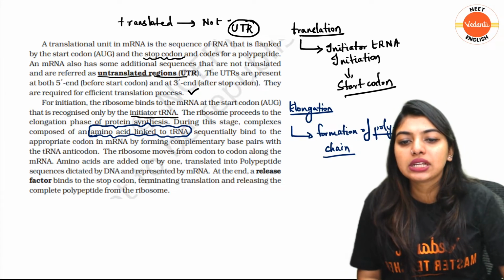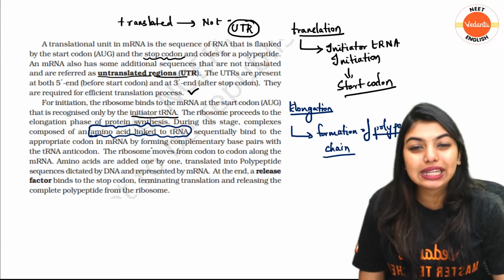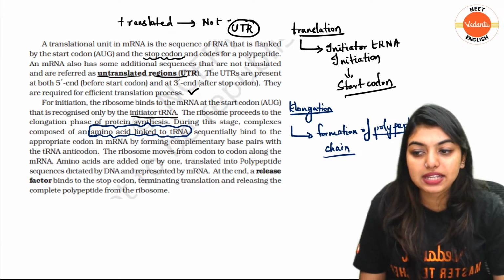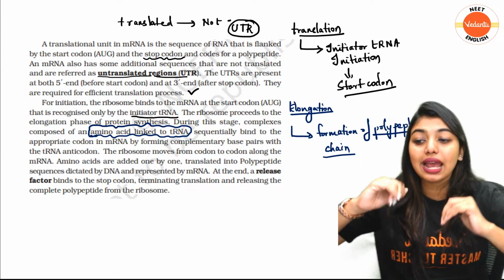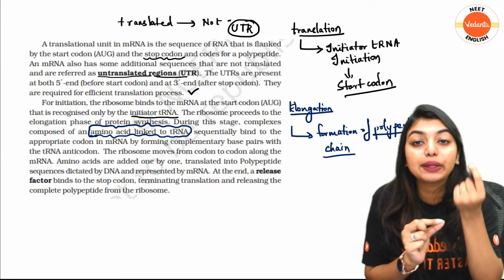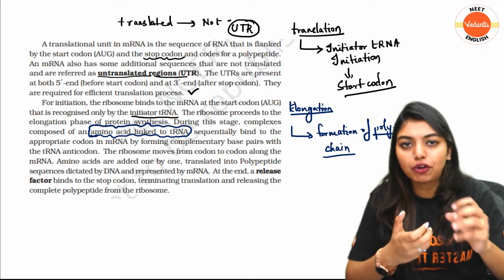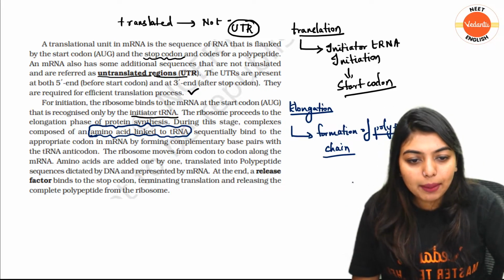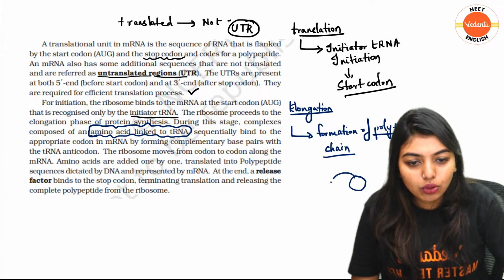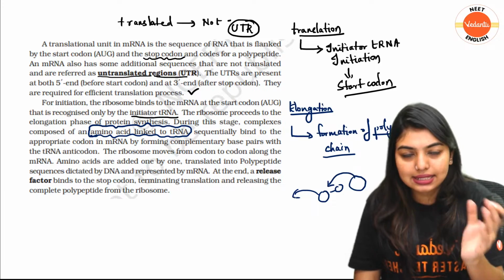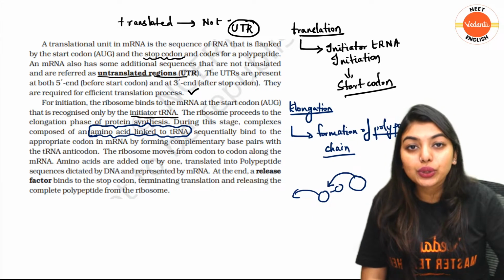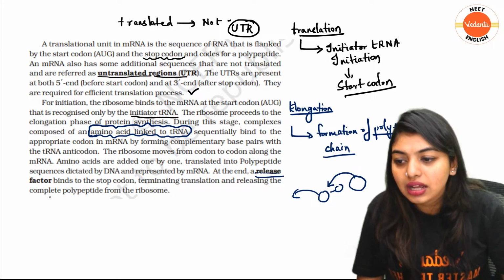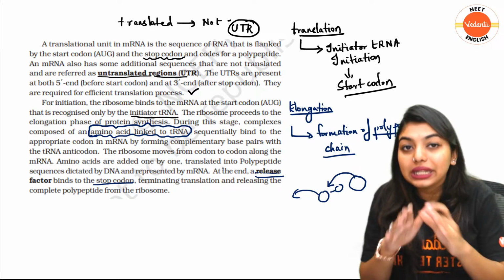Okay, so they sequentially bind to the appropriate codon in the mRNA by forming complementary base pairs with the tRNA anticodon. Now the ribosome moves from codon to codon along the mRNA, and amino acids are added one by one. It is not like everything is going to come and form like that. So what is going to happen? From the A side, it will go to the P side. In the P side, formation will happen. From there, the tRNA will exit from the E side. Now, at the end, during the termination, there is a release factor that binds to the stop codon, terminating translation.